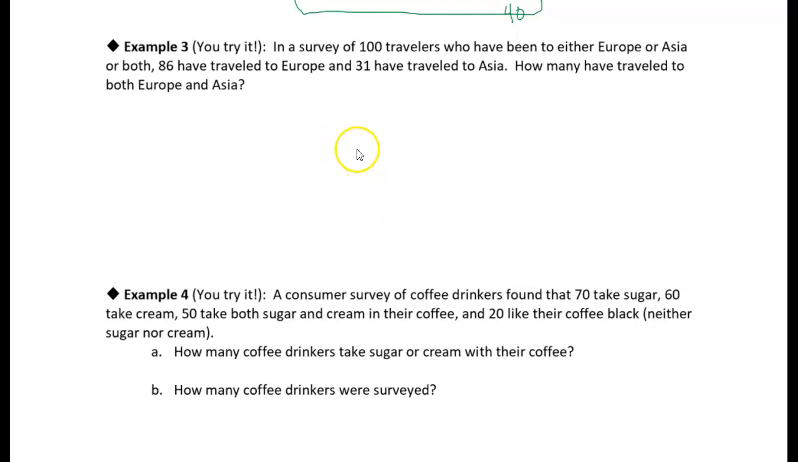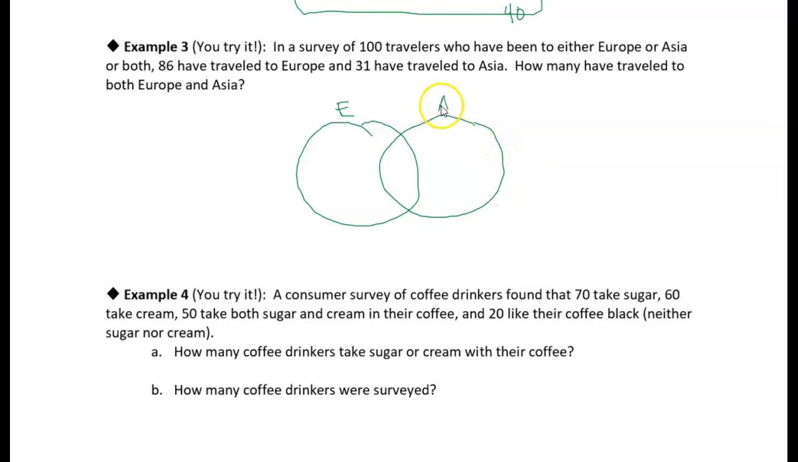Okay, so we have two types of travelers, right? We have the European travelers. I'm going to draw a circle to represent the European travelers, and I'm going to label it E for Europe. And then we have the Asian travelers. So these people have been to Asia, somewhere in Asia. I'm going to label the set of all those people as A.